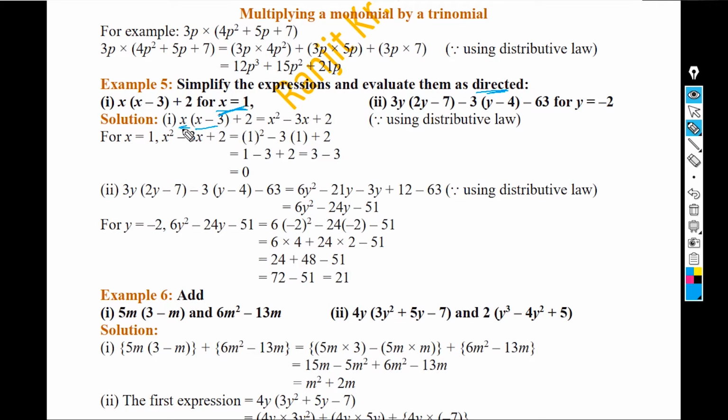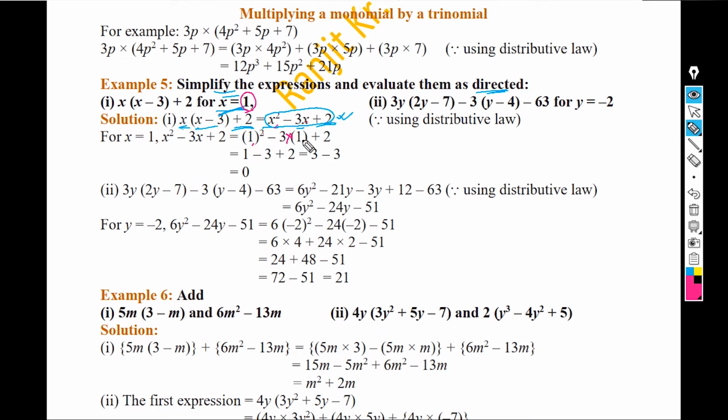Then simply x into x is x square, and there is minus sign in between, then 3x. Now you have to write as it is plus 2. Now, and it is the simplest way after multiplication, after the simplification. Now you have to put value of x 1 instead of x. Then instead of x put 1, that is 1 square.